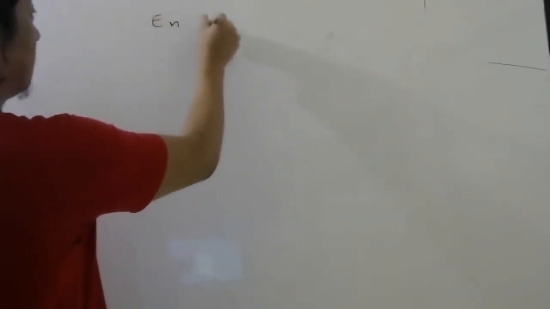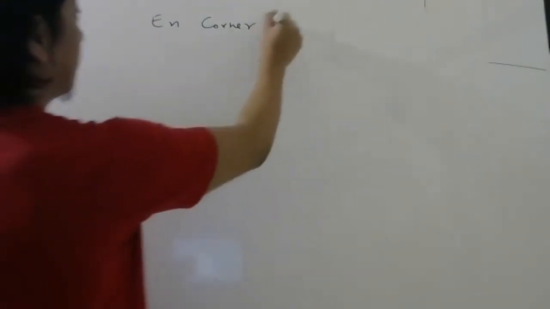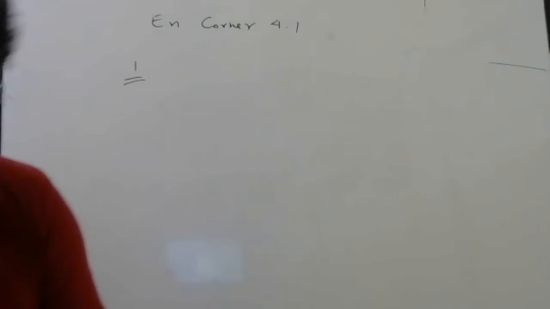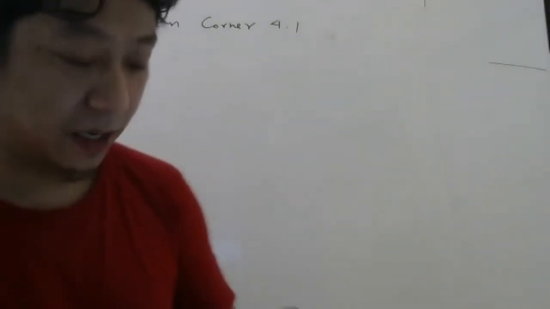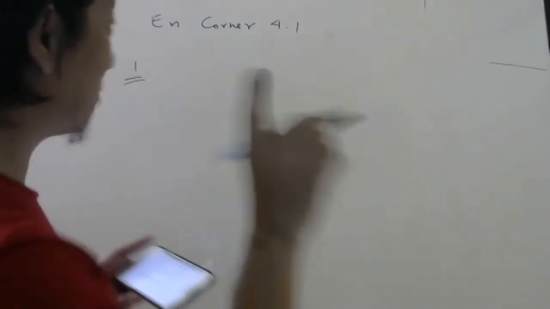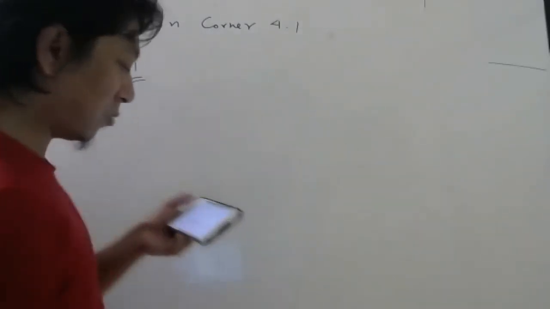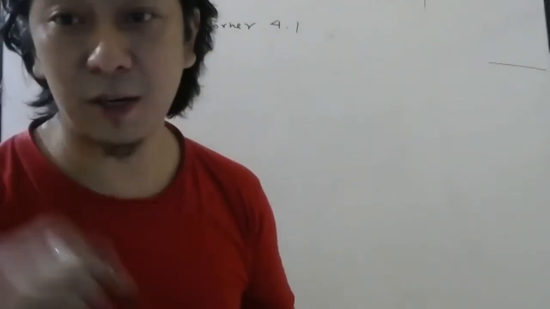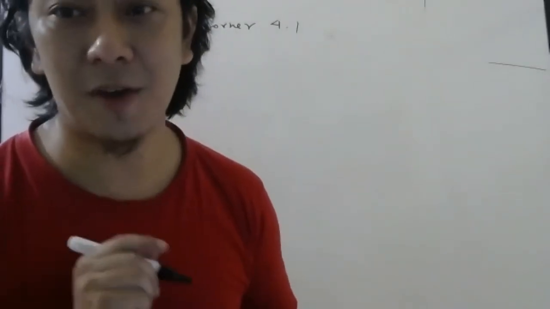Entrance corner 4.1. Question number 1. A proton and an alpha particle enter a magnetic field with the same speed. Speed is the same. So let us remember what they want. They want the ratio of the radii of the circular path. Radius ratio they want.